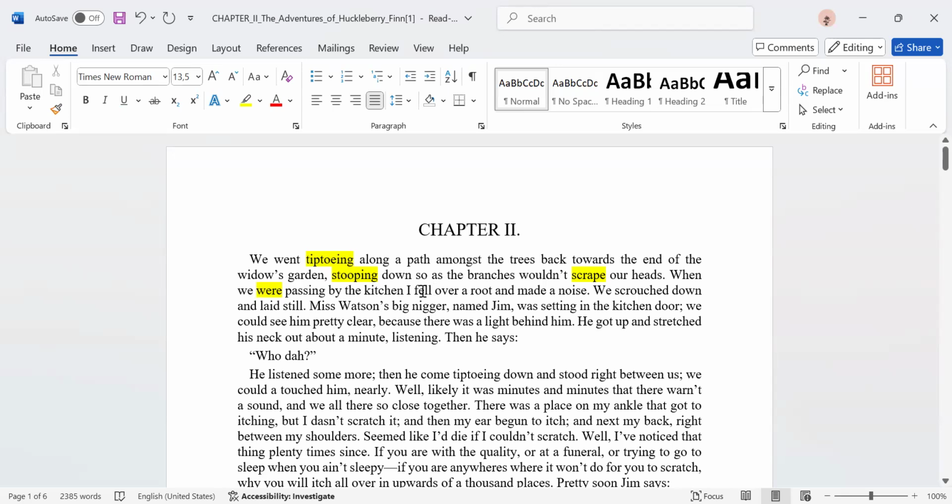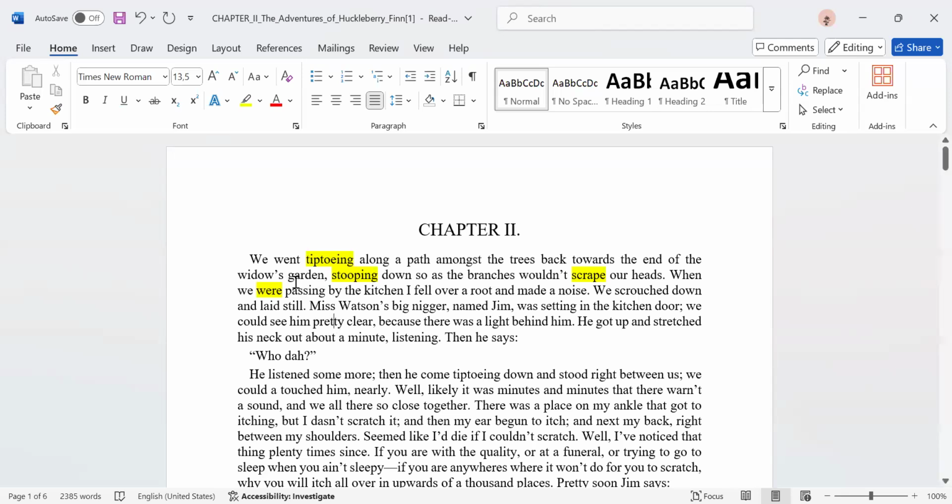Here we're still talking about the past, and made a noise. I think this is what we call a parallel sentence. We have were, fell, and made, so they're all parallel to each other. Why? Because all of them are past tense, none of them is future.